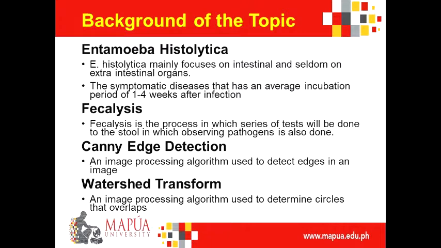So we also discussed the following techniques that are used in our system, which is the Canny edge detection, an algorithm used to detect edges in an image, and a watershed transform, also an algorithm used to determine circles that overlap.